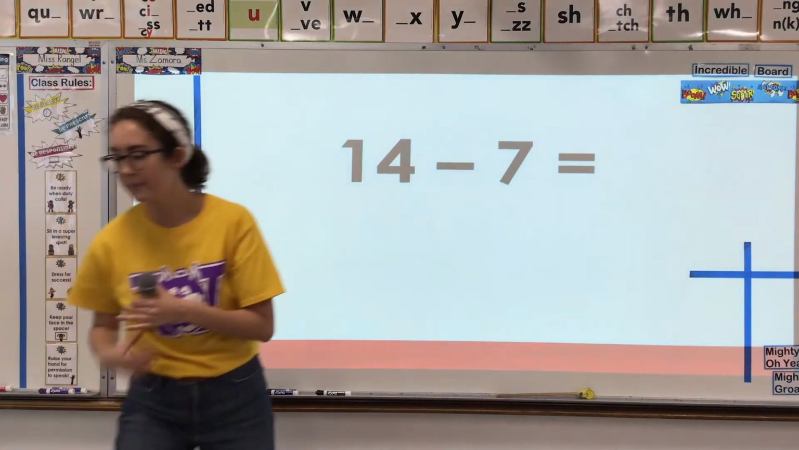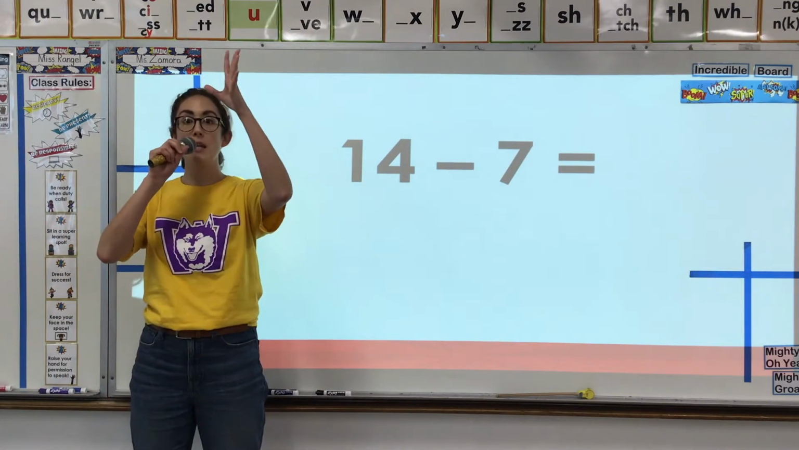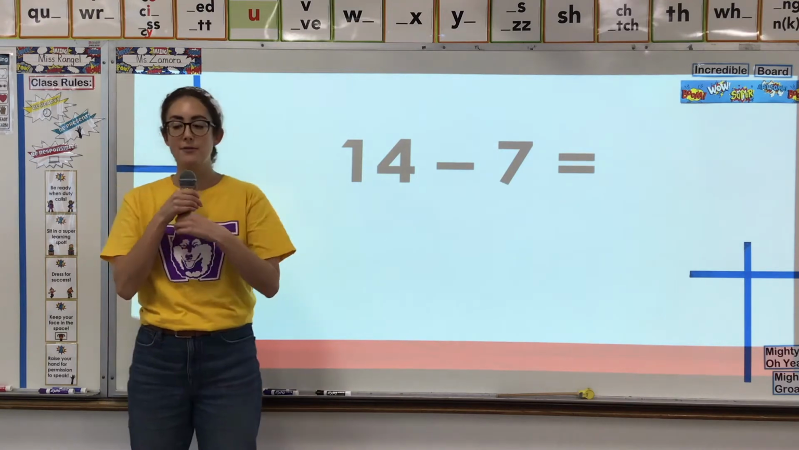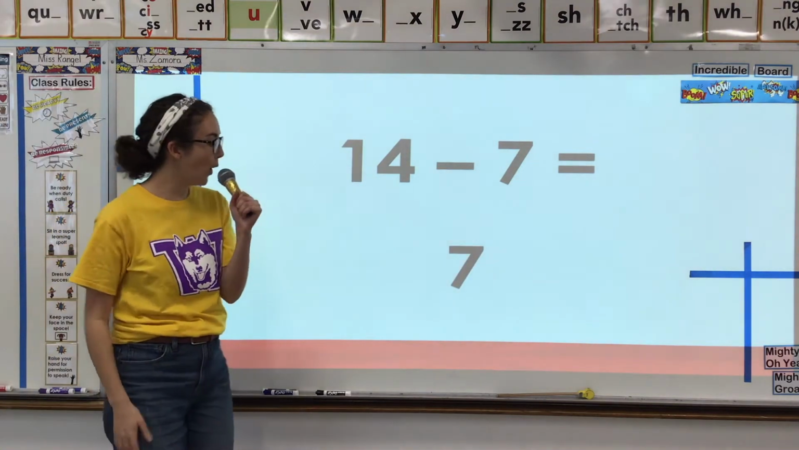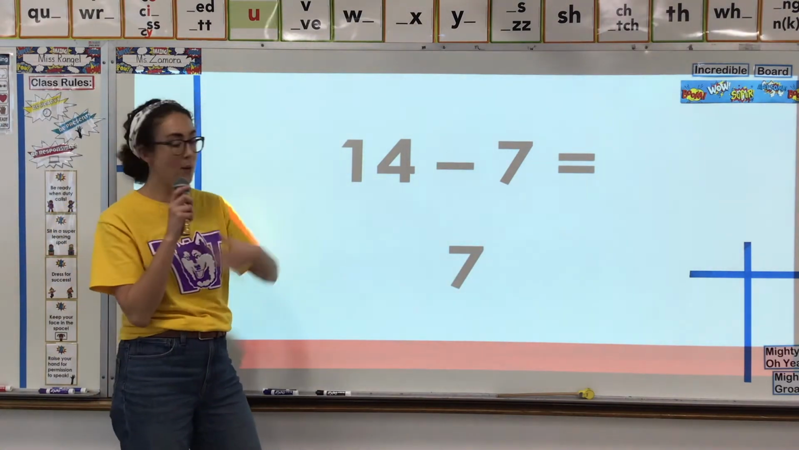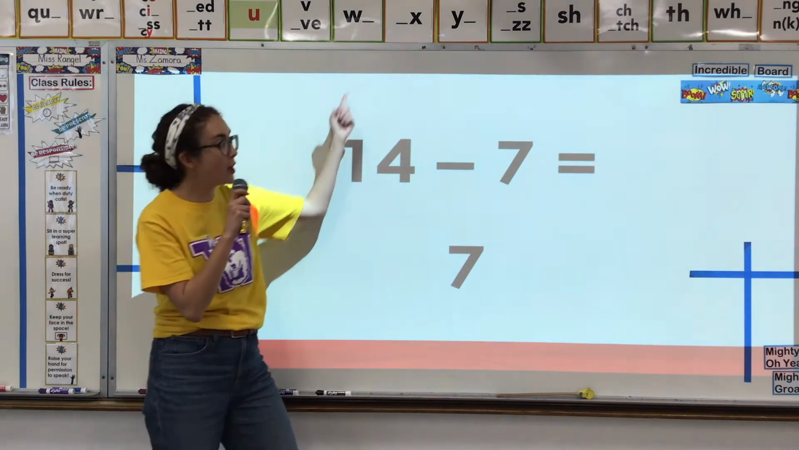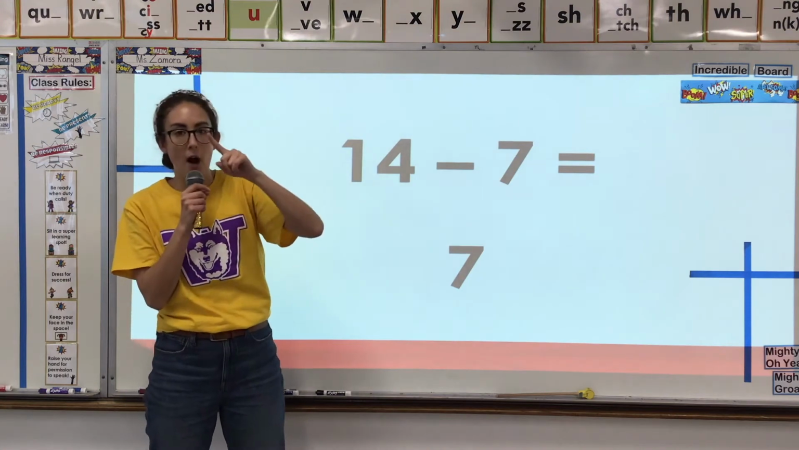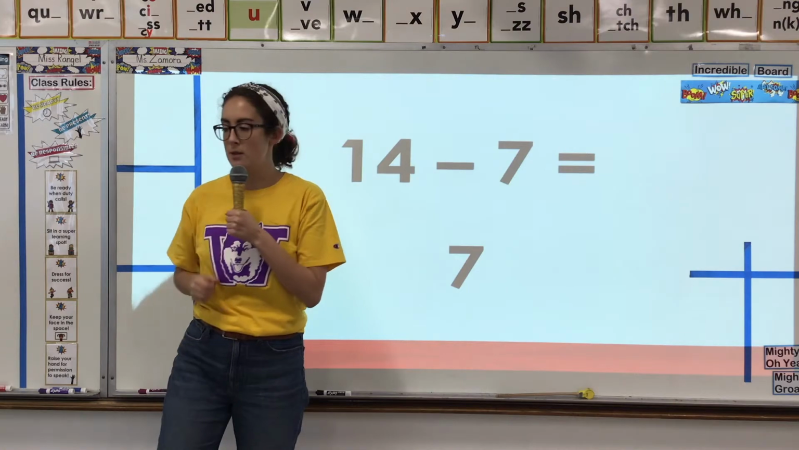So let's go. 14 minus 7. You have 14, you're going to take away half of it, 7. What do you have left? 7, of course, just 7, because we know 7 plus 7 is 14. So 14 minus 7 is 7. We're reversing our knowledge. Look at your double study guide if you need some clues.